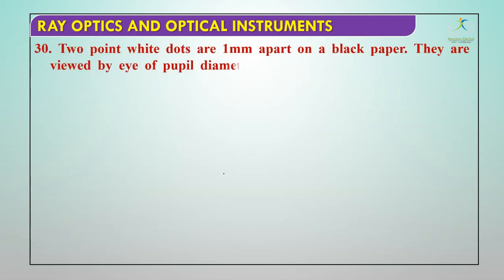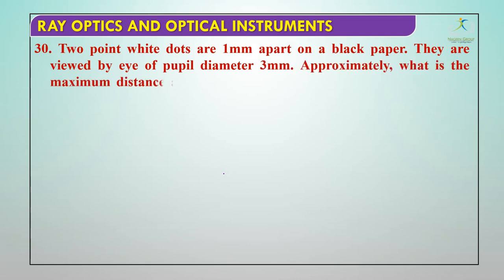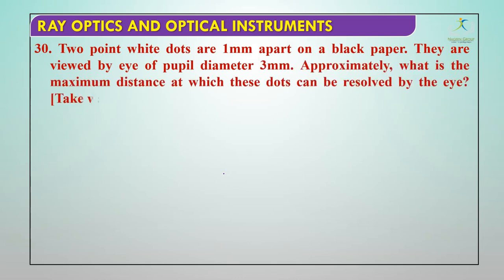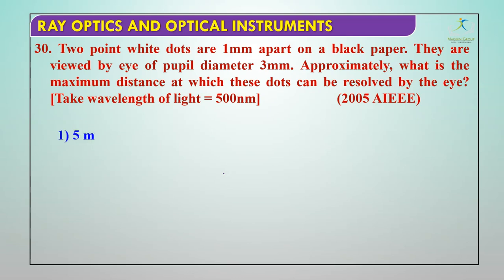Next question. Two point white dots are 1 millimeter apart on the black paper. They are viewed by an eye of pupil diameter approximately 3 millimeter. What is the maximum distance at which these dots can be resolved by the eye? Take the wavelength of light as 500 nanometer. The options are 5 meter, 1 meter, 6 meter, 3 meter.